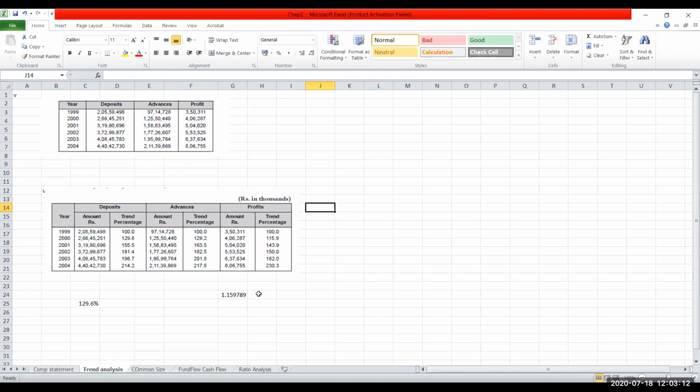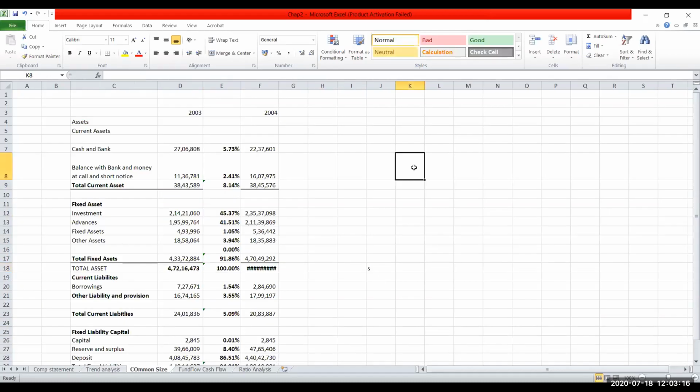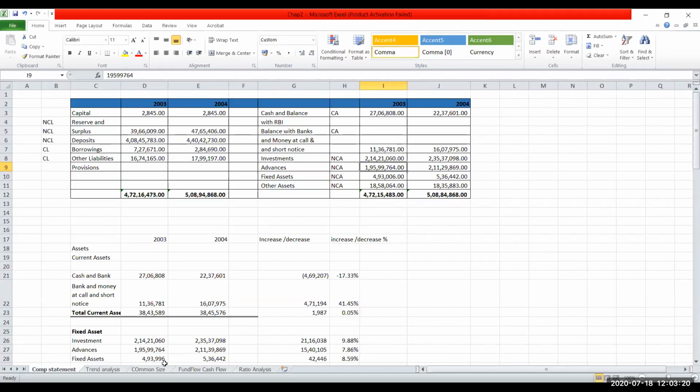Okay. So the next one is the common size statement. That is what I mentioned. Here what I've done is I've taken the same example of the banking company, and the same sheet I copied here.